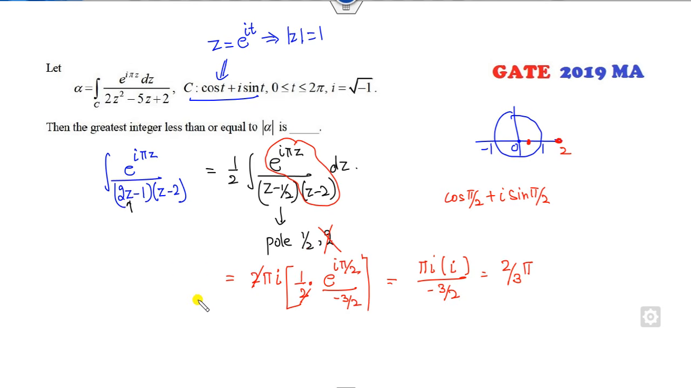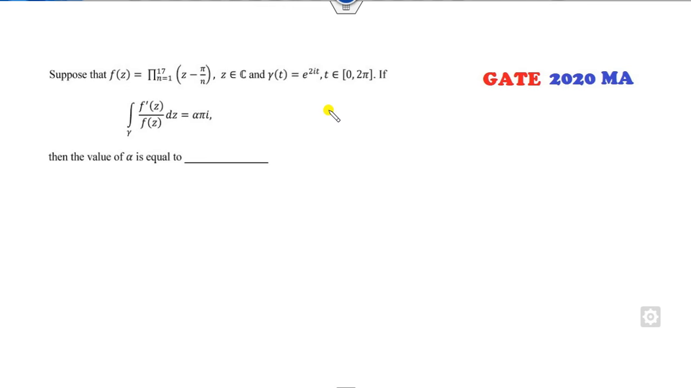That's the value of alpha. But we need the greatest integer less than or equal to this. What is the value of this? It's 2 over 3 pi, so it's 2 over 3 into 3.14. 6.28 divided by 3, so it's 2 point something. So the greatest integer is 2, the right answer of this problem.